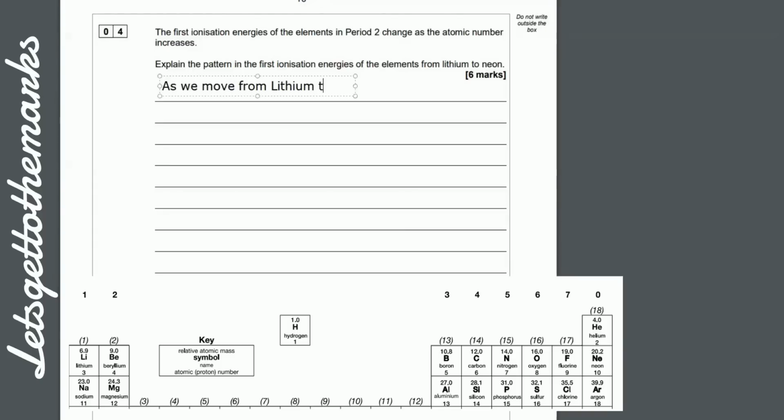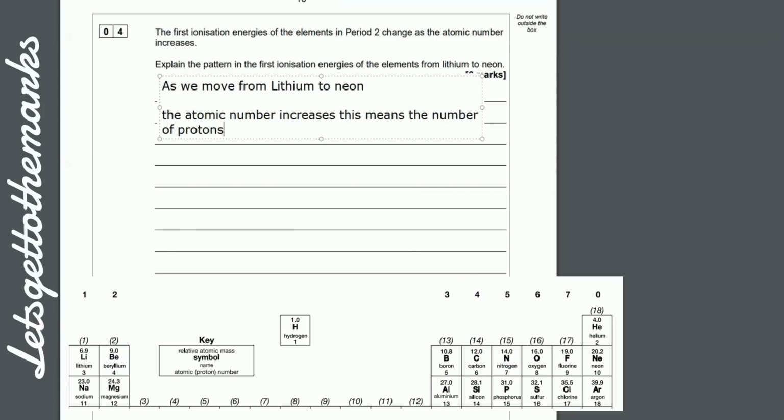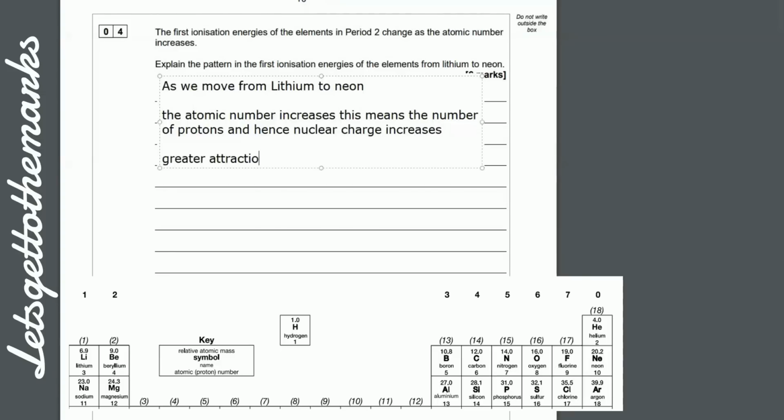So as we move from lithium to neon across period two, and you can see on the periodic table here, the atomic number is increasing. So what does this mean? This means the number of protons in the nucleus is also increasing. So, for instance, when we went from beryllium to boron, it went from 4 to 5, or from boron to carbon, it goes 5 to 6.